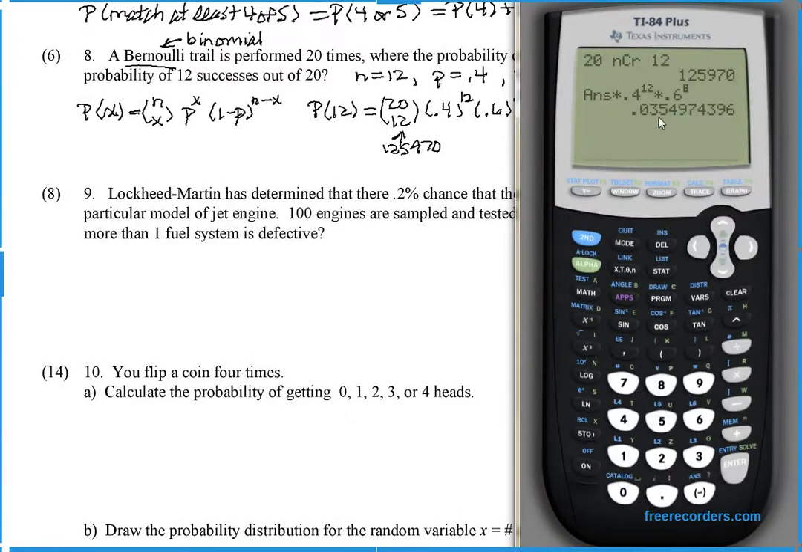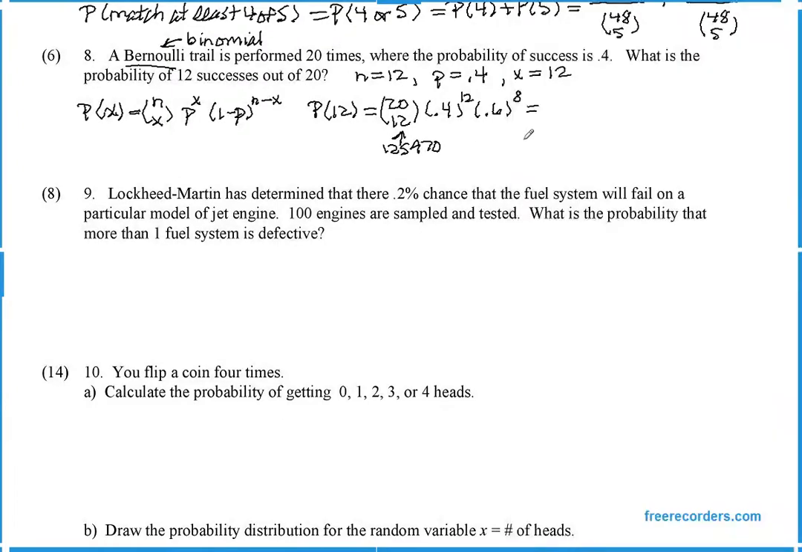0.03549. So if we round that to 4 decimal places, 0.0355. Which would be 3.55%. And you can state your probabilities either as a decimal or a percent. Either way is okay with me.